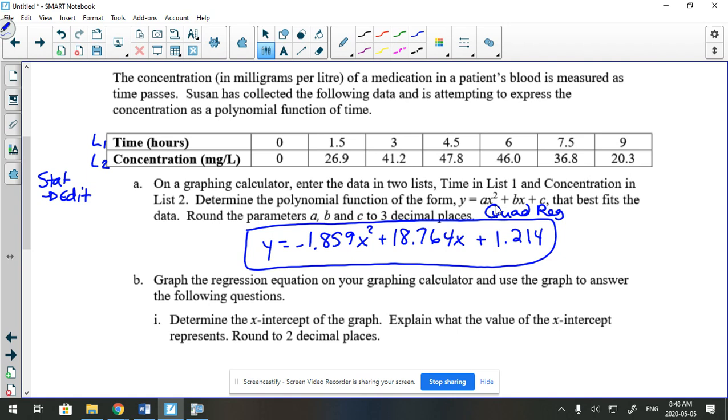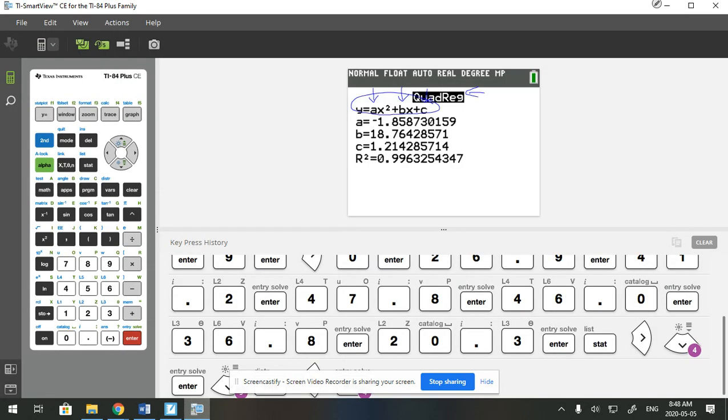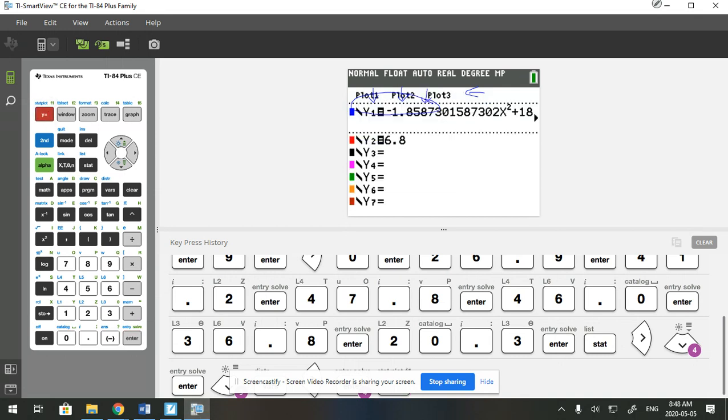It says graph the regression equation on your graphing calculator and use the graph to answer the following questions. So we already stored it into our y by doing that vars button. So when I go into y equals, it's automatically stored in y1 already. I'm going to delete y2, that was from something earlier.